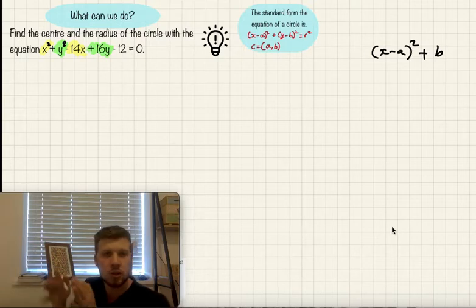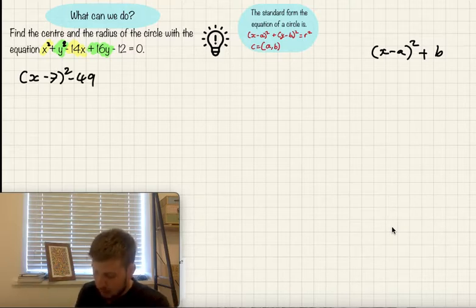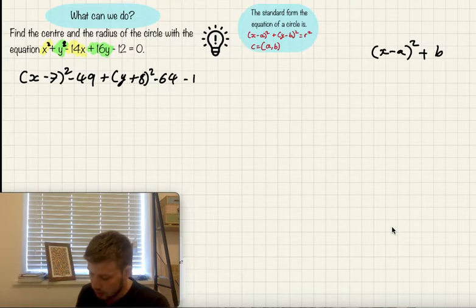I've got this x squared take away 14x, if we look at it. So combining them, that's going to give me x subtract 7 squared. Now I need to take away the 49. And then looking at my y's, that's going to give me y plus 8 squared, take away 64. And I'm also going to have this take away 12 equals 0.